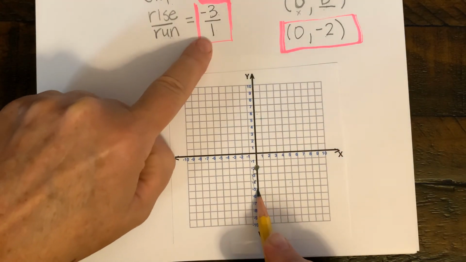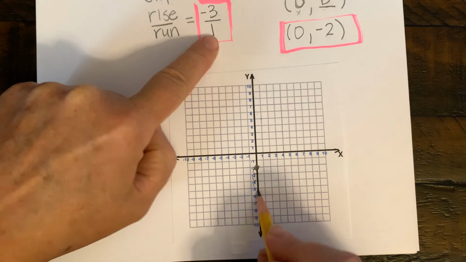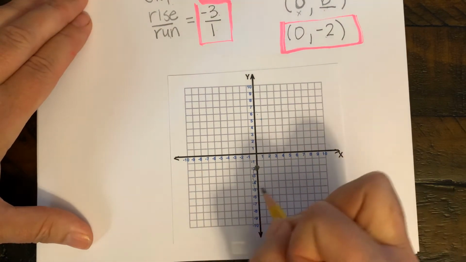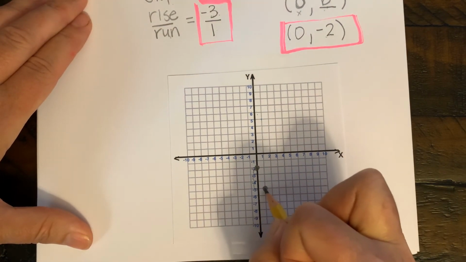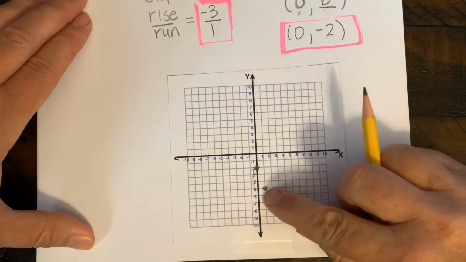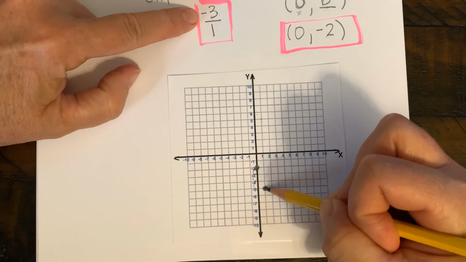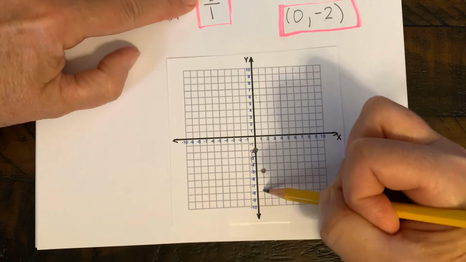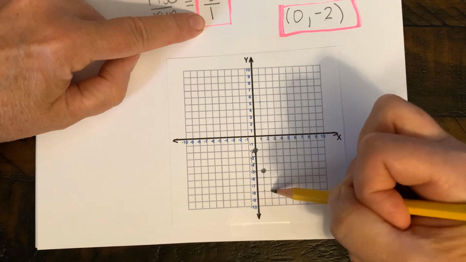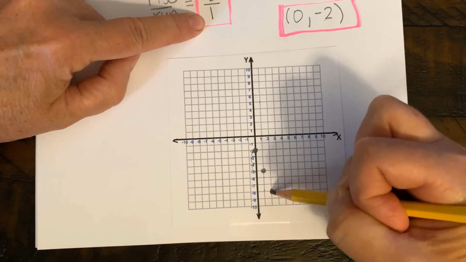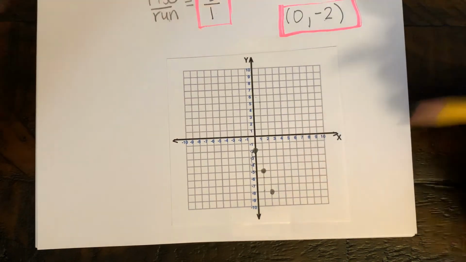Now I'm going to keep my pencil there. And now I have to run 1. Since this is a positive number, I'm going to run to the right. And I'm going to put my little point right here. So now I have 2 points. I could actually do that again. Notice I have to drop down 3. 1, 2, 3. And then I have to run forward 1. There we go. So now I have some points.